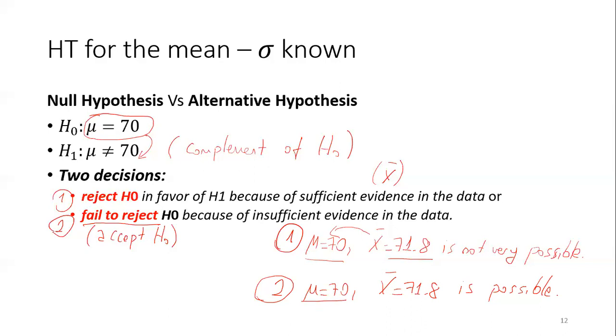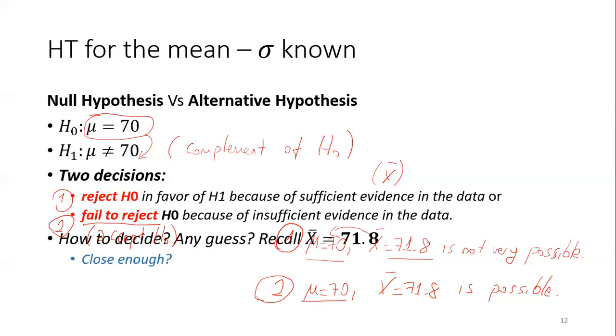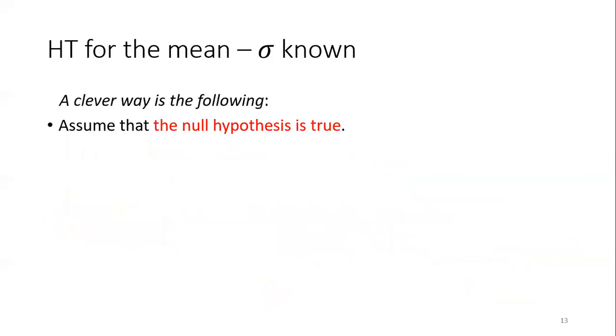It can be 70. Okay, so how to decide on this, whether it's possible or not? Remember, we just talked about X bar and mu being close enough. But what does close enough mean?